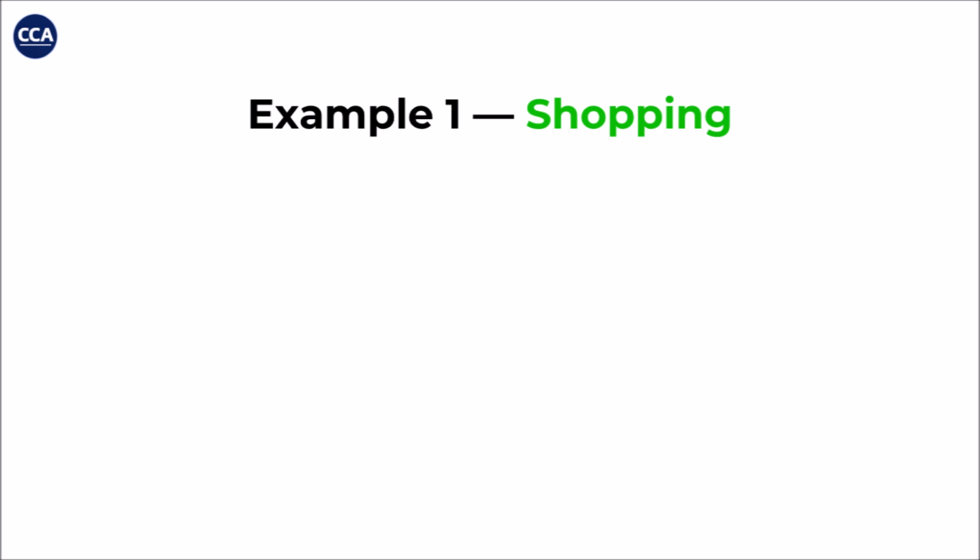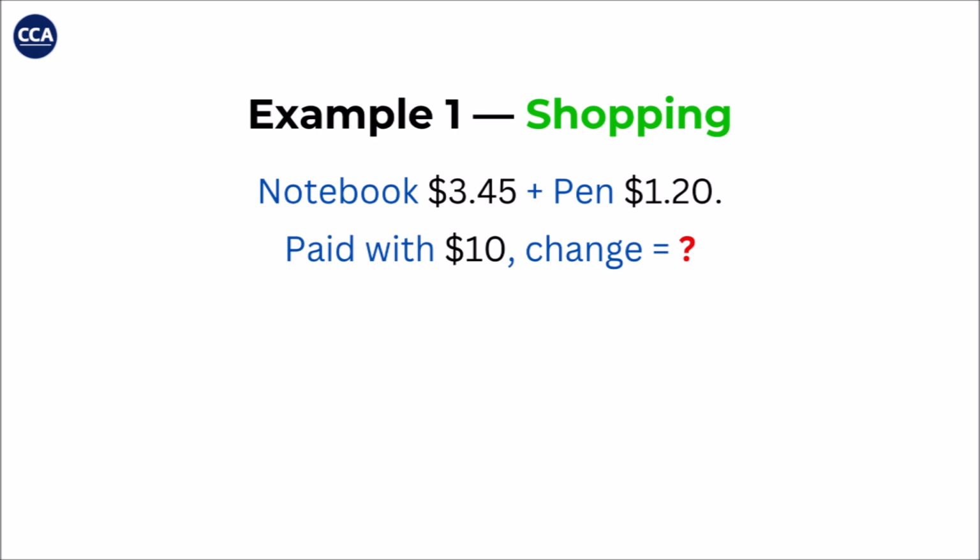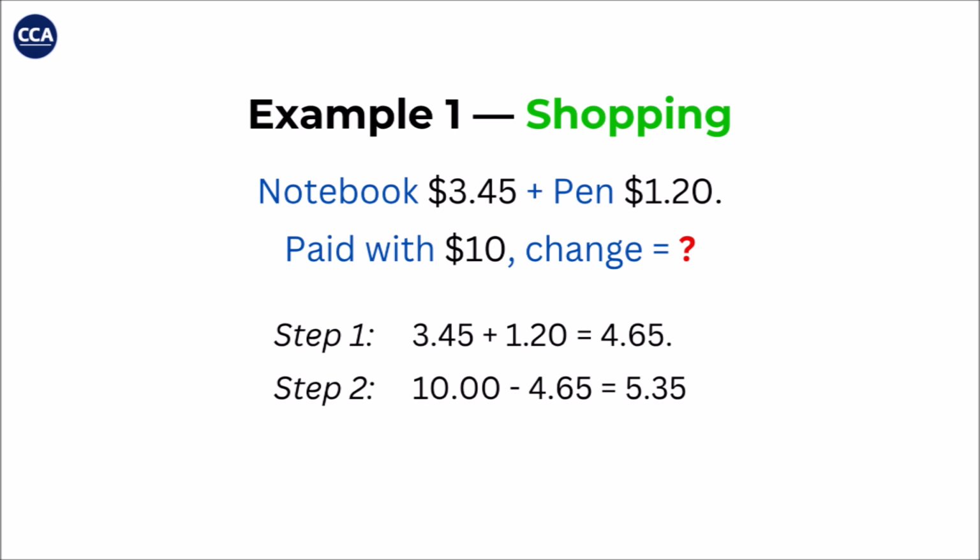Let's start with shopping, the most common real-life decimal situation. You buy a notebook for $3.45 and a pen for $1.20. You pay with a $10 bill. How much change should you get back? Step 1. Add the cost of both items. 3.45 plus 1.20 equals 4.65. Step 2. Subtract from $10. 10.00 minus 4.65 equals 5.35. You should receive $5.35 in change. If the cashier gives you less than that, now you'll know.